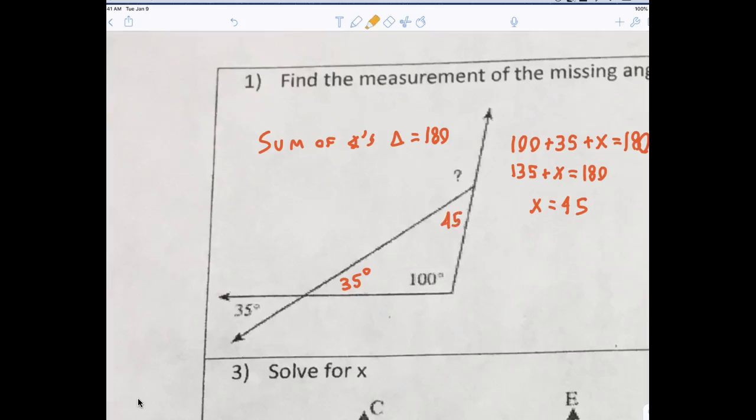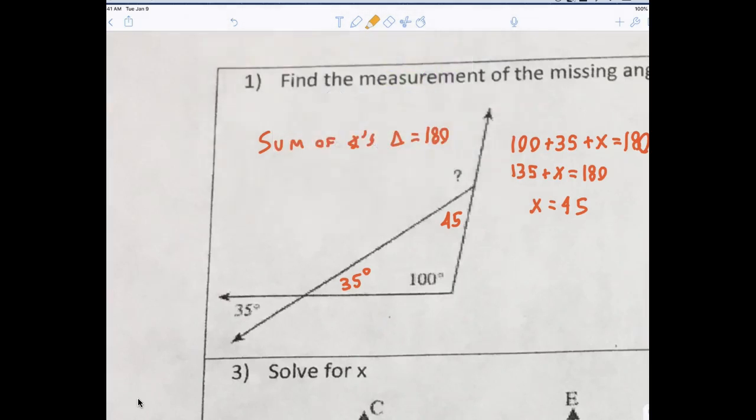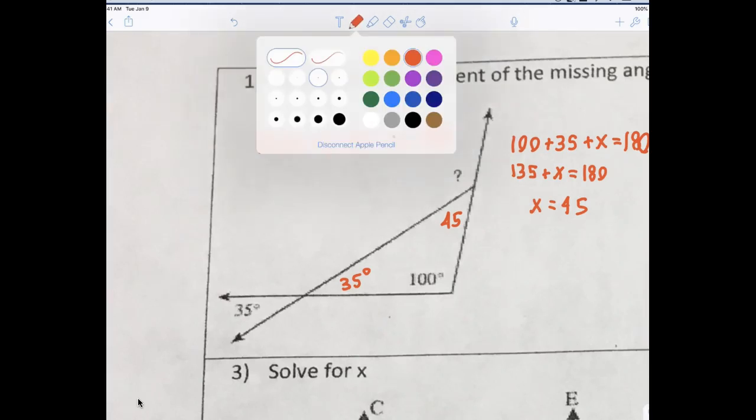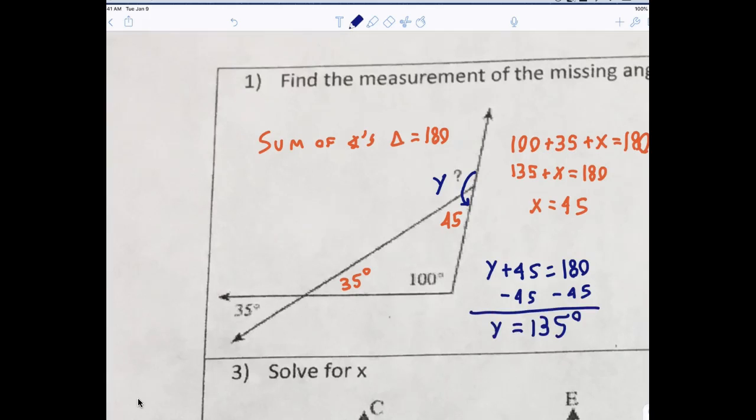Now you said that this angle from here to here is supplementary. So when I say this angle from here to here adds up to 180, the question mark, let's just make it a letter y. So we'd say y plus 45 is equal to 180. And then you subtracted 45 from both sides. Yes. To get 135. That's right. So y is equal to 135 degrees. Easy as that.